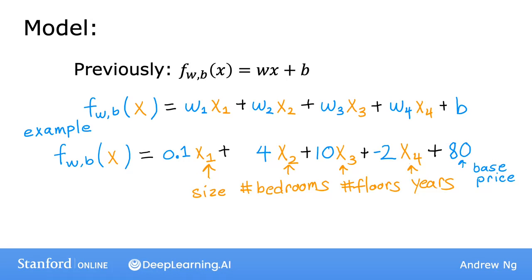Because we're saying that for each square foot, the price increases by 0.1, times $1,000, which is $100. And maybe for each additional bathroom, the price increases by $4,000. And for each additional floor, the price may increase by $10,000. And for each additional year of the house's age, the price may decrease by $2,000 because the parameter is -2. And in general, if you have n features, then the model will look like this.